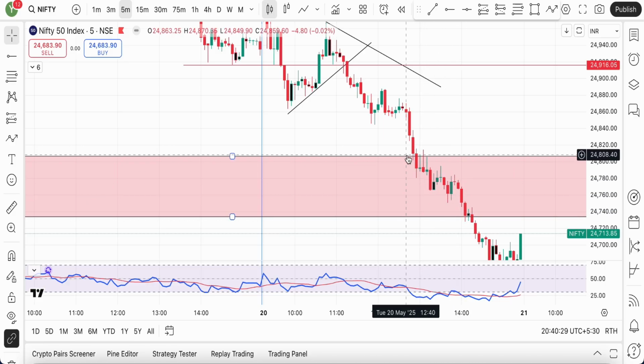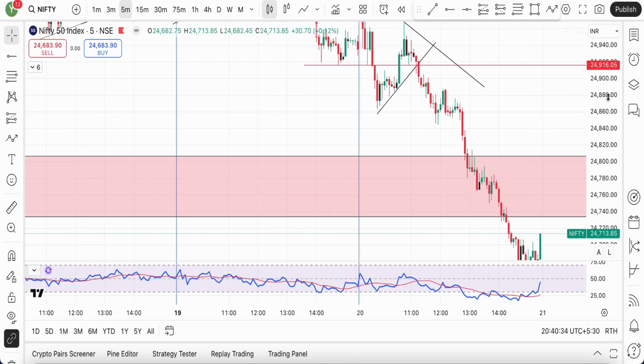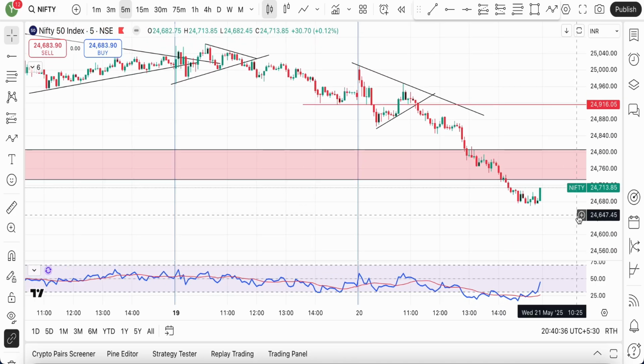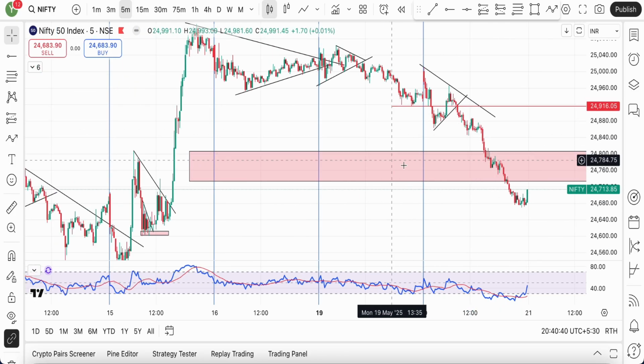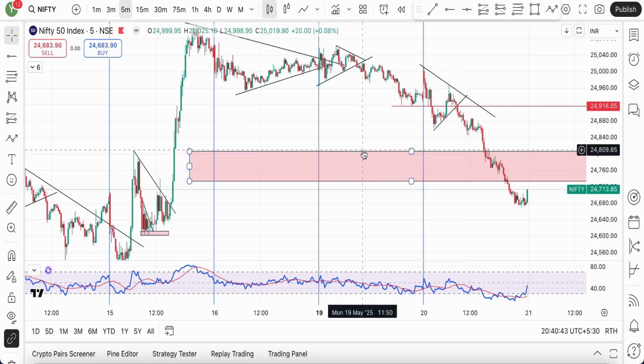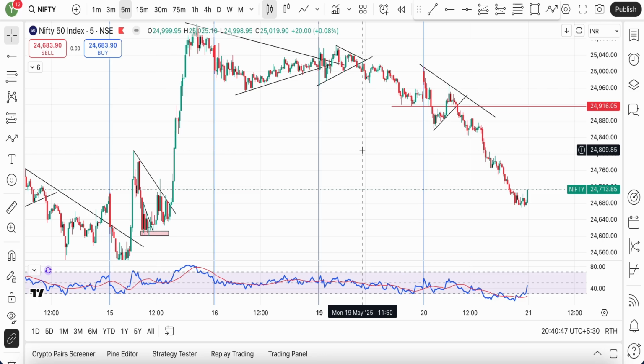The support level holds valid only if the price action around that level shows some sign of bullishness or some buying which is coming in from that particular zone, right? So in this case, our support zone was not respected. I'll just delete it for the time being from the charts, right?